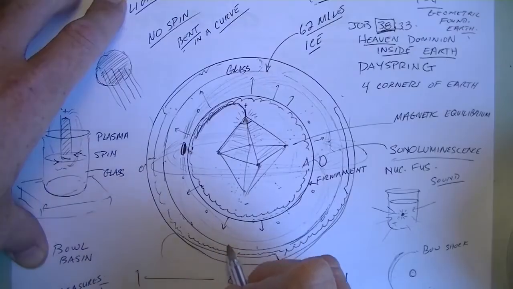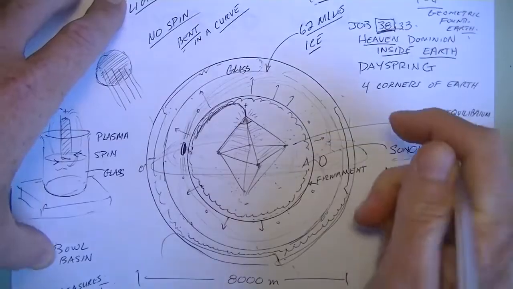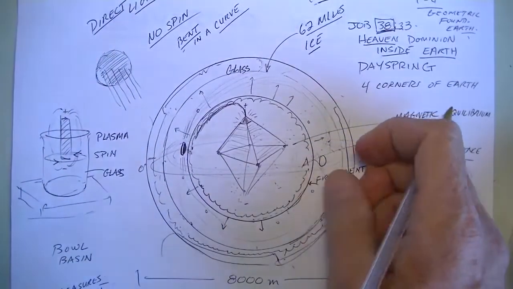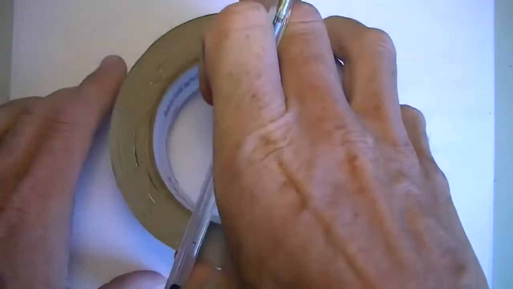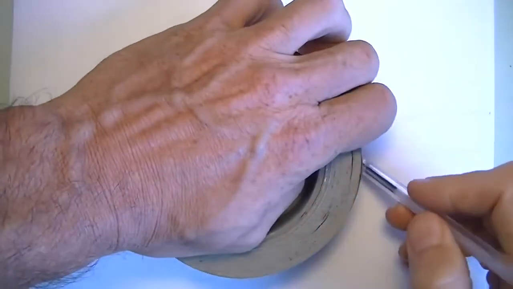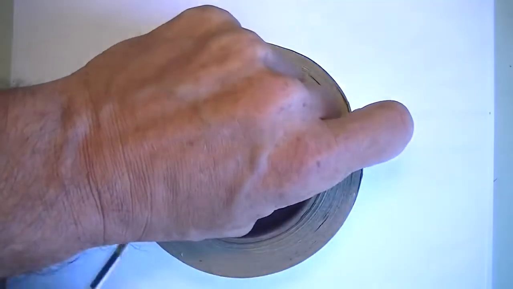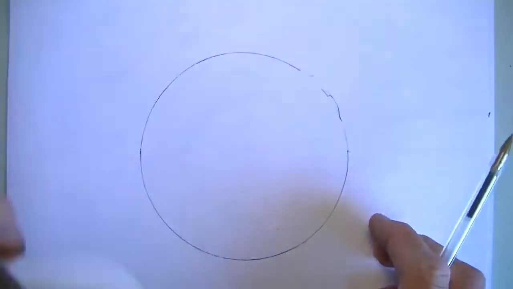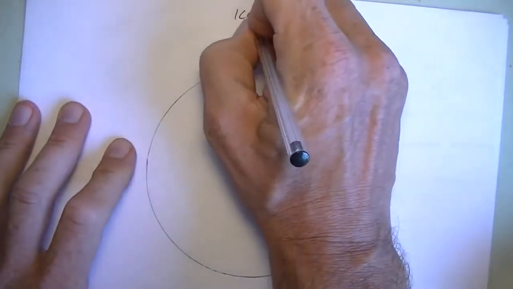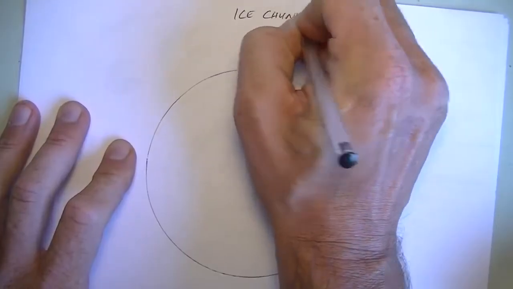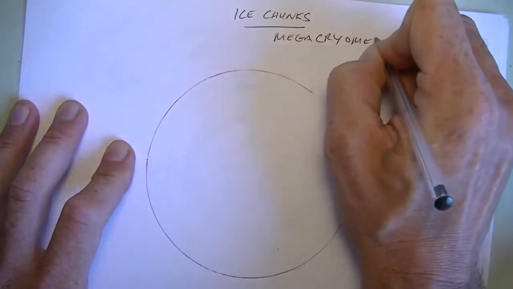We don't understand that there's a layer of glass and a layer of ice connected to the glass up in the sky. And every so often, this glass, or not the glass, but the ice will fall down. And they have a fancy word for it, they call them megacriometeors. Ice chunks. Mega. Cryo. Meteor.